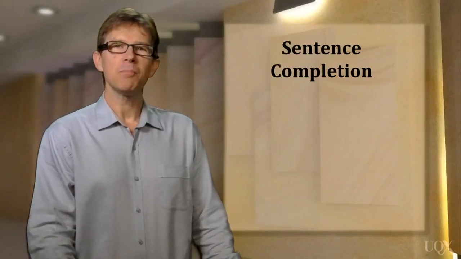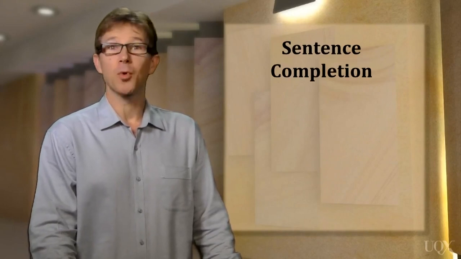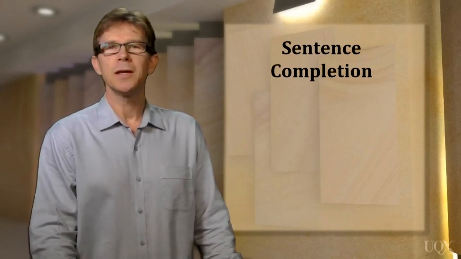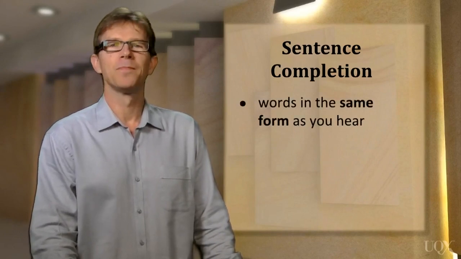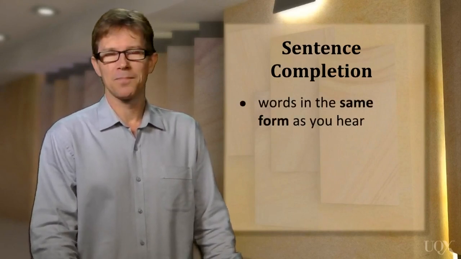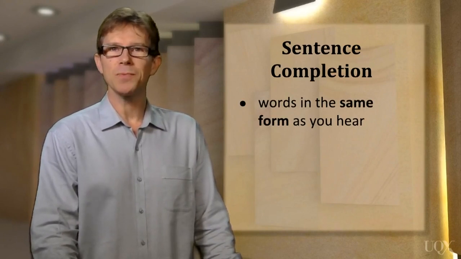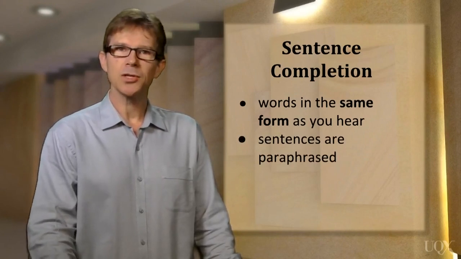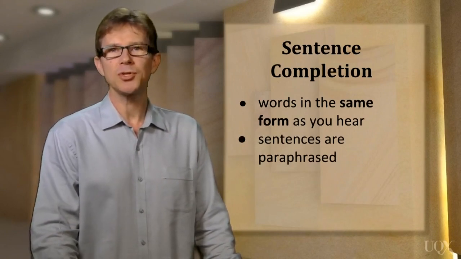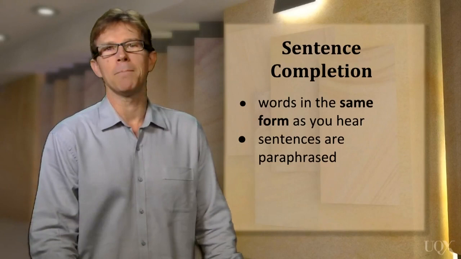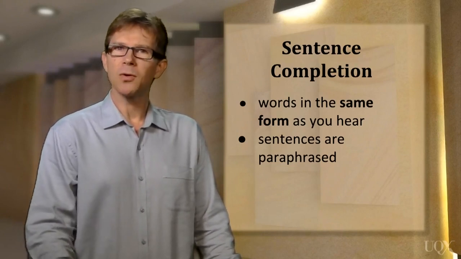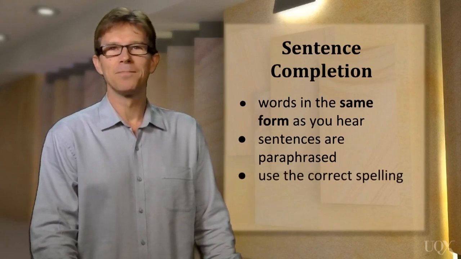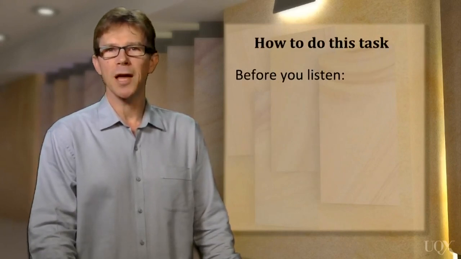There are a few very important things to remember when you do this type of question. First of all, you need to write down the missing word or missing words in exactly the same form as you hear them. You should not change the words in any way. Also, the sentences on the question paper are a paraphrased form of what you hear in the recording. That is, you will hear different words in the recording to what you see on the page, but their meaning will be the same. Remember as well that, like all the other sections of the IELTS test, it's important to spell answers correctly.